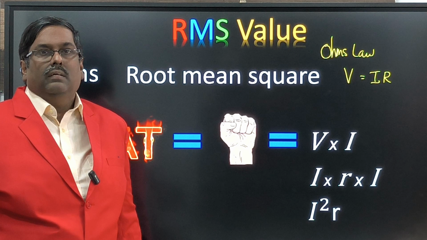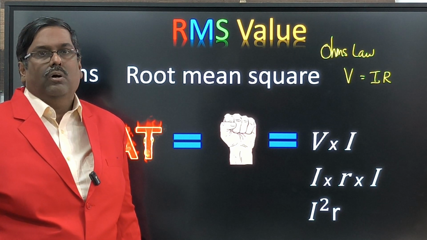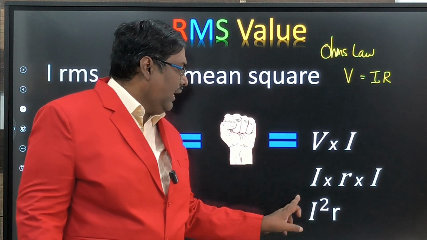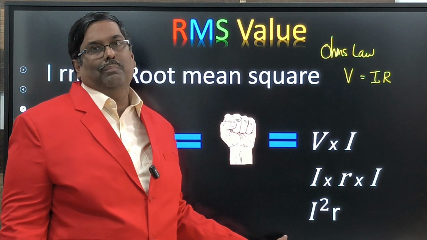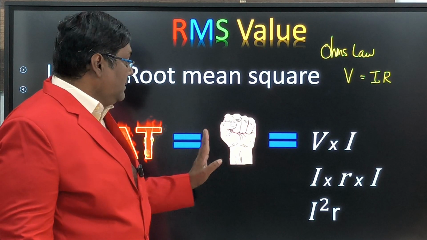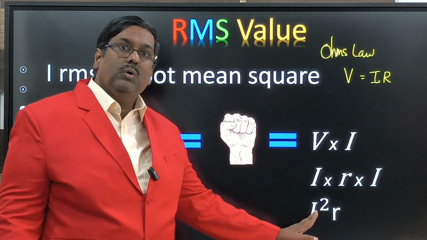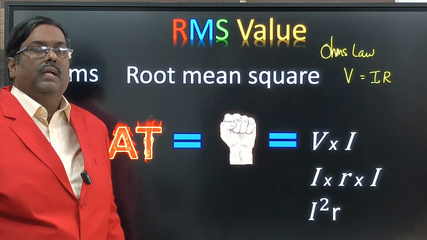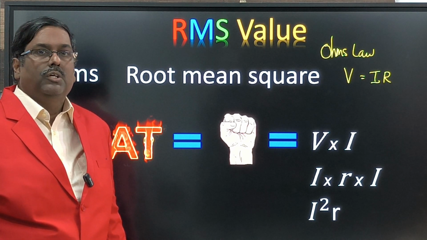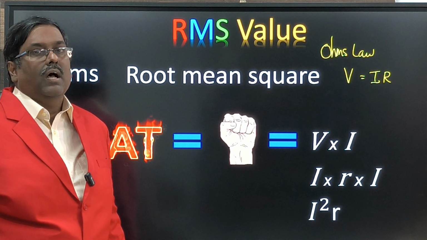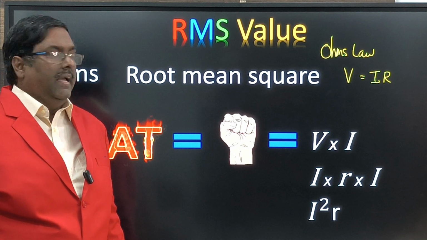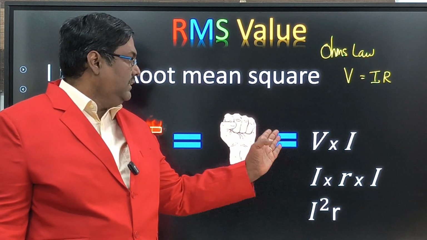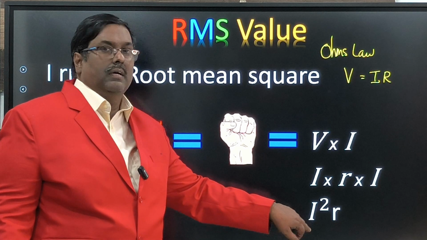Now R is a constant. A constant will not change anything because it is the same for both sides. So we will leave the constant and take only this I square part. So the power is directly proportional to I square, not I. Like that, you can also put V square by R instead of this.